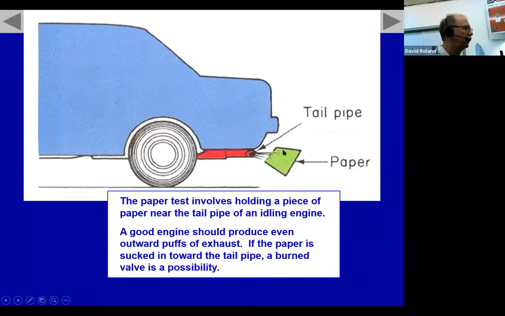The book talks about this. You'll take a piece of regular notebook paper and hold it up to the tailpipe with the engine running. A good running engine will push the paper away. An engine that has an exhaust valve problem or an intake valve problem may try to suck the paper up to the tailpipe. And believe it or not, this is a good test. This works, and it will find burned valves or valves that are not sealing. So don't overlook this one.